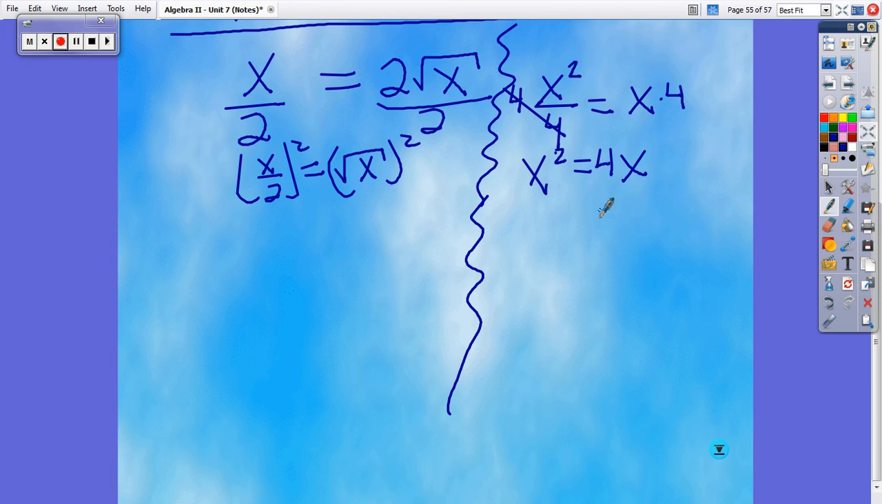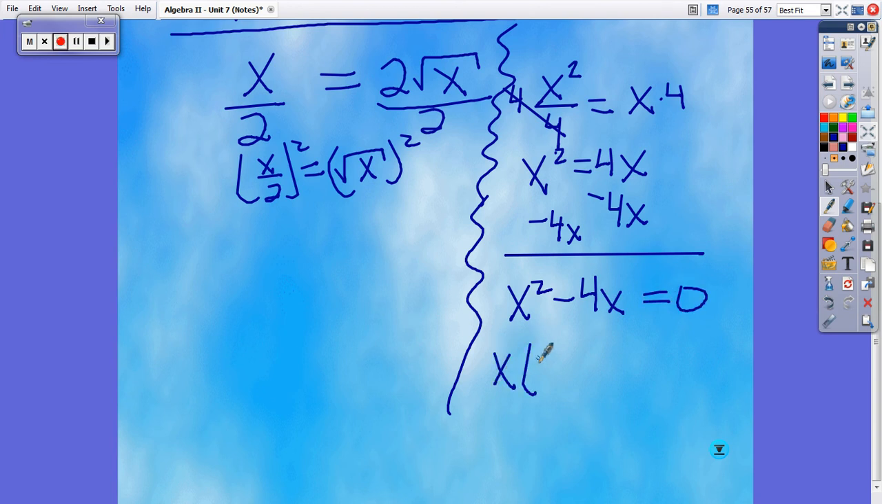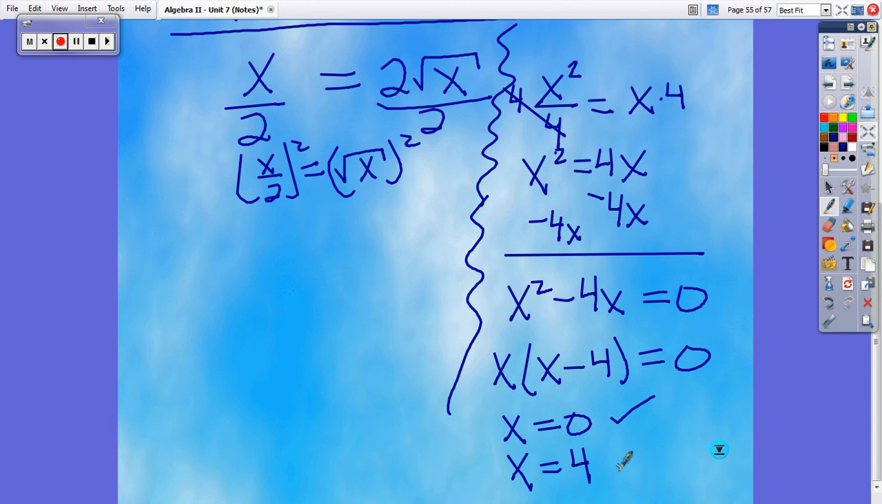And now from here, I want to set this equal to 0 so I can use my quadratic formula or factor. So I'm just going to subtract 4x from both sides. I get x squared minus 4x equals 0. I can factor out an x. So now I get x is equal to 0 or x is equal to 4. And you could go back and check both of those answers, and just to save time, I'm going to tell you that they do work, but you should go back and check to make sure that they do.